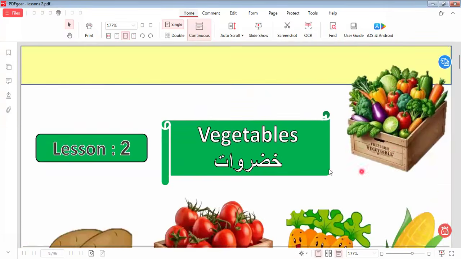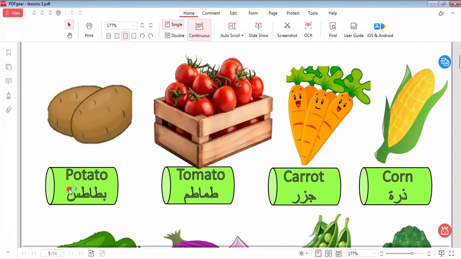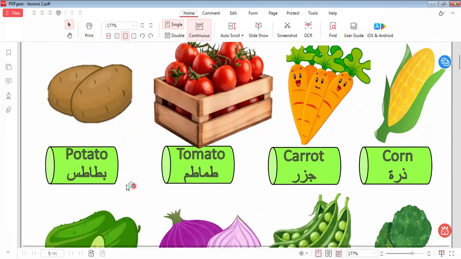Let's go to another one. Here is called vegetables. Let's learn the vegetables together. Here we say potato, tomato, carrot, corn. I would like you to repeat with me. I think we took carrot with letter C. It's not difficult to know it. So here we have potato, tomato, carrot, and corn.